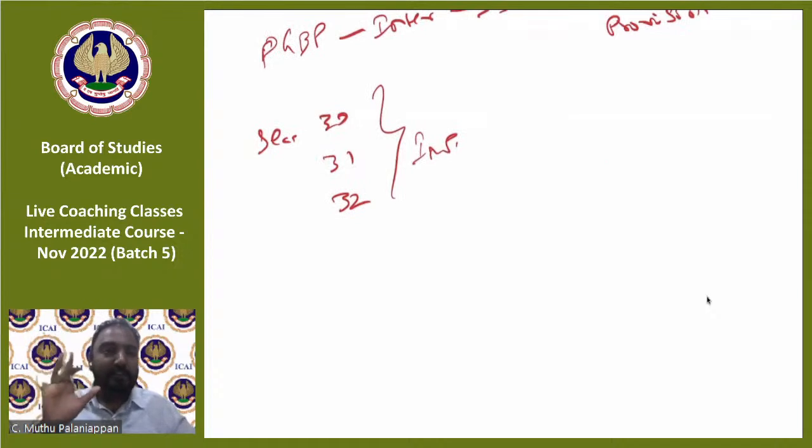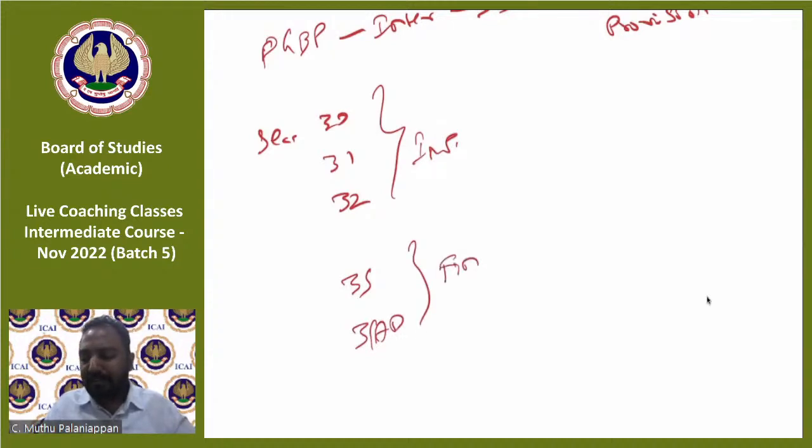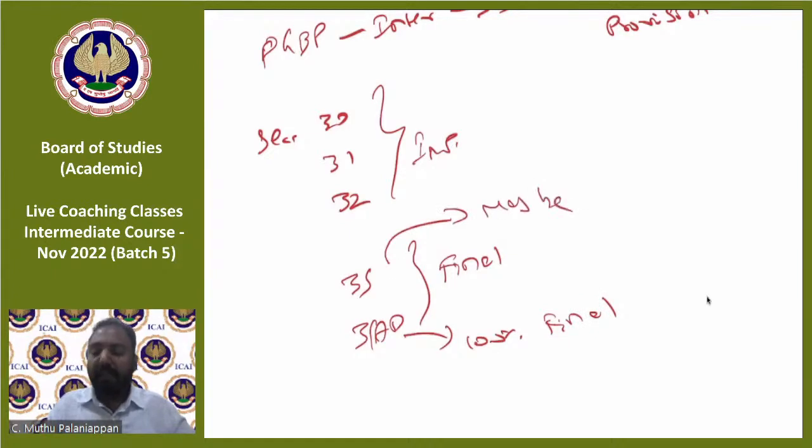Apart from this, till whatever we have covered, 35 and 35AD, probably it is a level in final only, 35 and 35AD. But 35AD, it's 100% final. 35 maybe in your intro also could be questioned, because you can always say an individual paid money for scientific research.